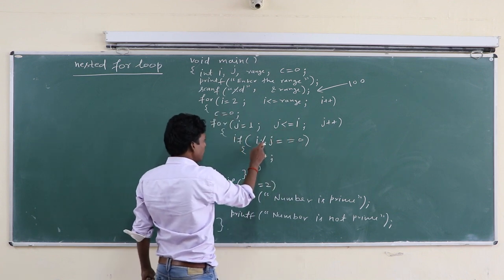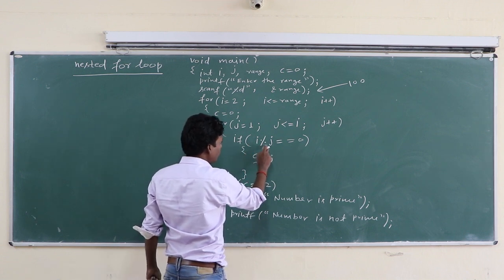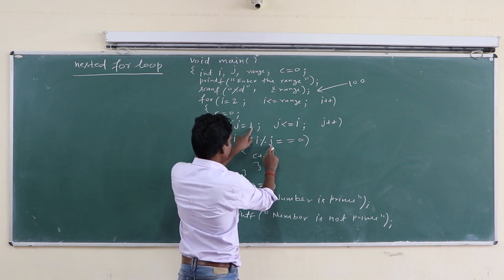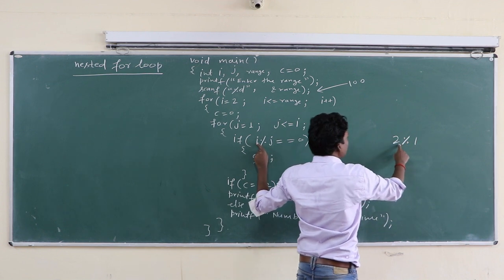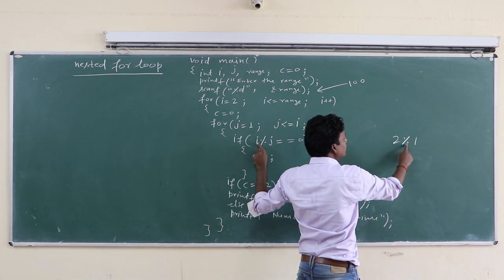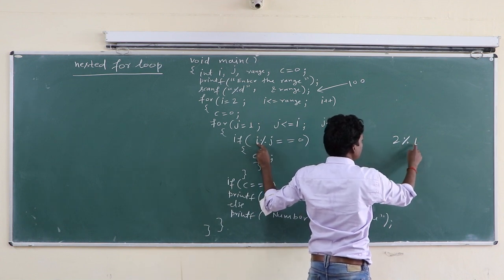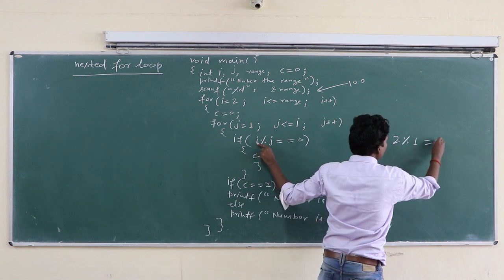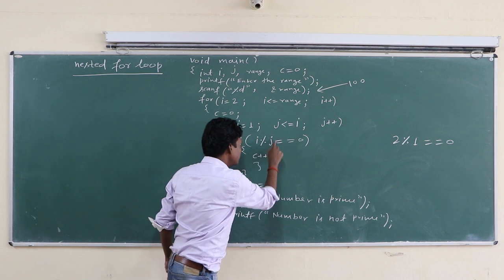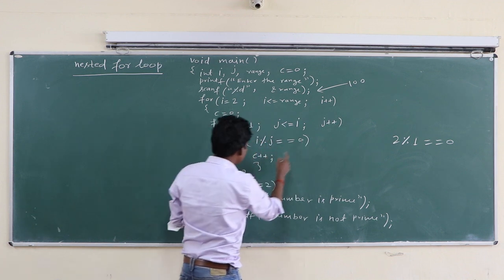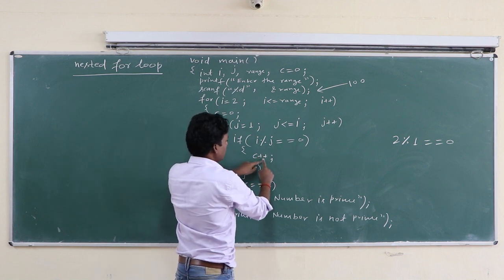So control goes here, where there is a condition: i, that is 2, modulus j, which is 1 initially. 2 modulus 1. Basically, the modulus operator gives the remainder. So 2 modulus 1: 2 is divisible by 1, so the remainder will be 0. Here the result is 0 equal to 0, yes, the condition is true. c plus plus: c is 0 initially, and c becomes 1 here.